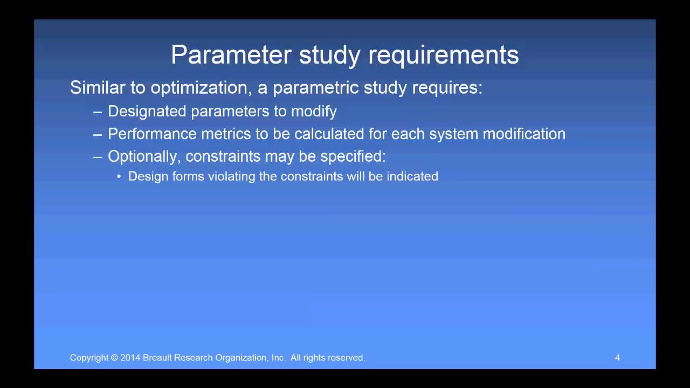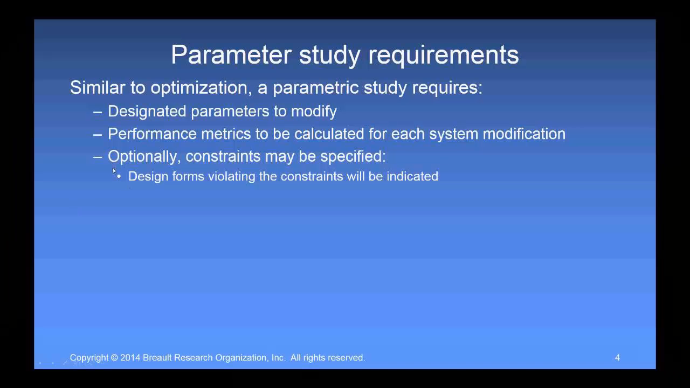So what are the requirements to do a parameter study? Again, it is very similar to optimization. So what you're going to need to start off with is, which parameters are you allowed to change? For instance, the position of the LED, the radius of curvature of the reflecting surface, the conic shape of the surface, positions, spacings, any numerical value that can be entered into SOLIDWORKS can be used as a design parameter that can be modified.